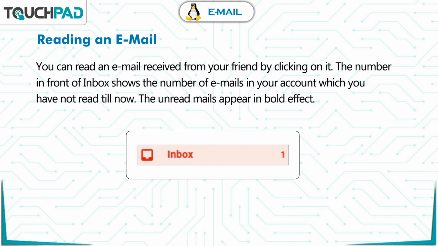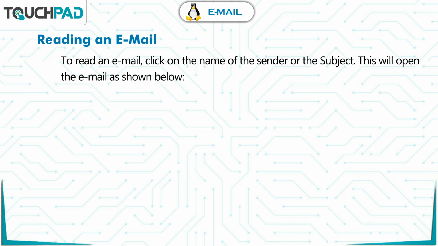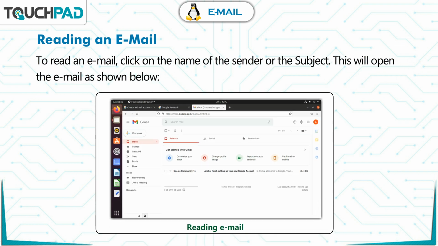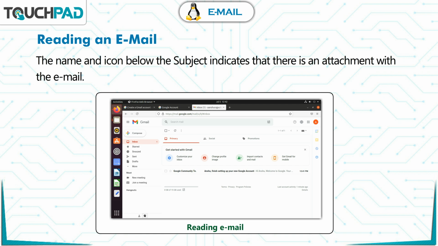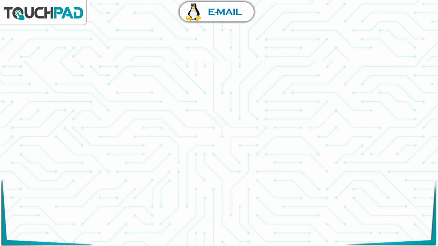Reading an email. You can read an email received from your friend by clicking on it. The number in front of inbox shows the number of emails in your account which you have not read till now. The unread mails appear in bold effect. To read an email, click on the name of the sender or the subject. This will open the email as shown below. The name and icon below the subject indicates that there is an attachment with the email.